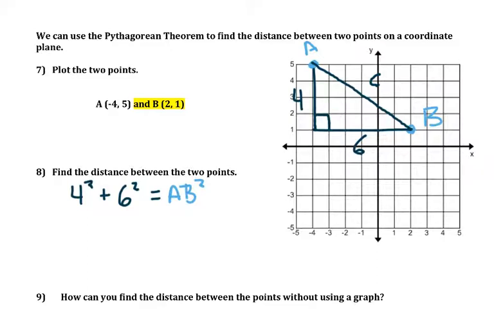Now we're going to solve this Pythagorean Theorem equation just like we would normally. So we're going to take 4 squared, that's 16, and we're going to add 6 squared, which is 36. Adding those together, we get 52. So 52 is equal to AB squared.